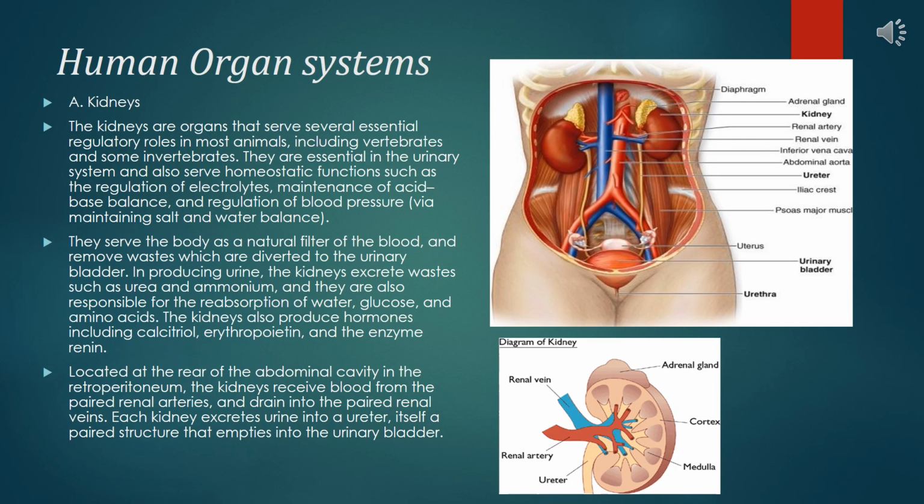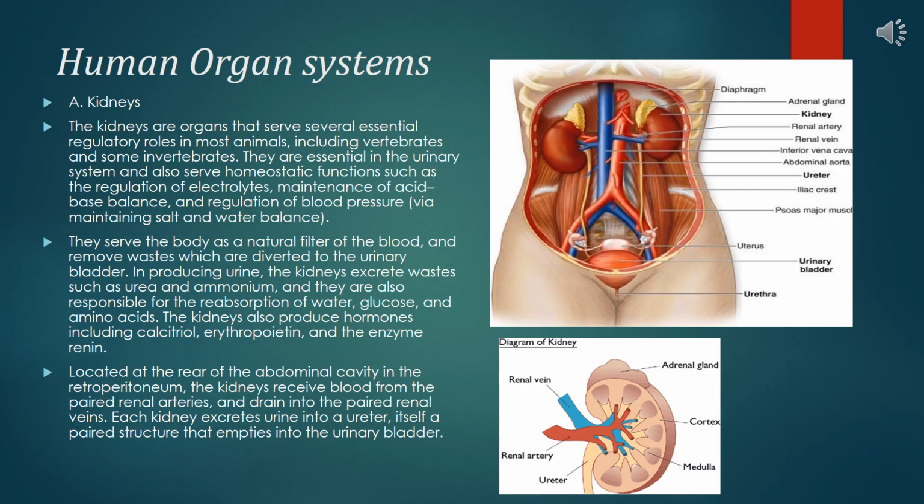A. Kidneys. The kidneys are organs that serve several essential regulatory roles in most animals, including vertebrates and some invertebrates. They are essential in the urinary system and also serve homeostatic functions such as the regulation of electrolytes, maintenance of acid-base balance, and regulation of blood pressure via maintaining salt and water balance.